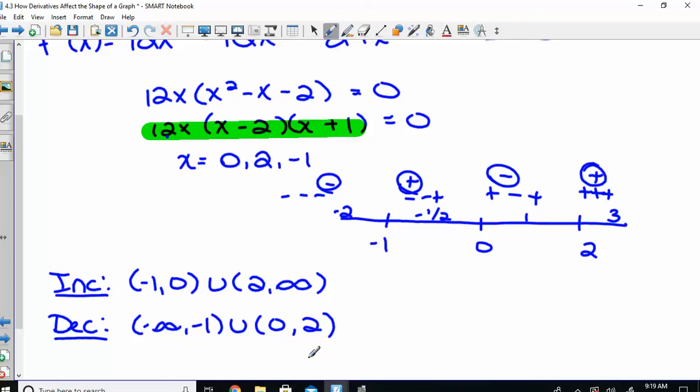Any questions so far? Again, if I wanted to confirm this, what would I do? Draw a graph and just confirm that. So let me ask you a question. Negative 1, 0, and 2. Can you tell me which ones would be maximums and which ones would be minimums?